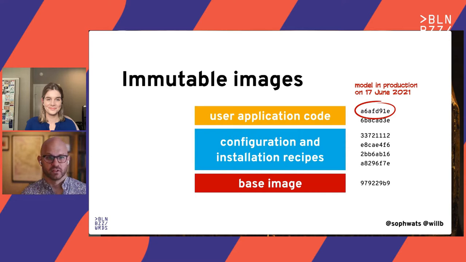With a container image, you have a base image, which is an operating system. You have some layered images on top of that that have user space libraries. And then finally, you have your application code, your notebooks, your models, whatever you want to run. And the nice thing about these is that you can refer to them by their identity. So you can always go back and say, hey, this is a container that I was using on the 17th of June to serve a model, for example.